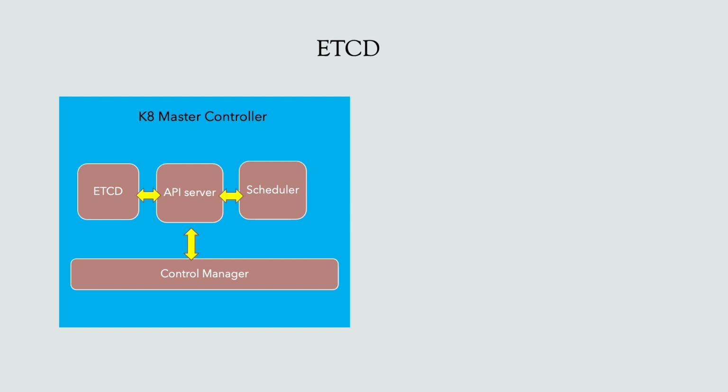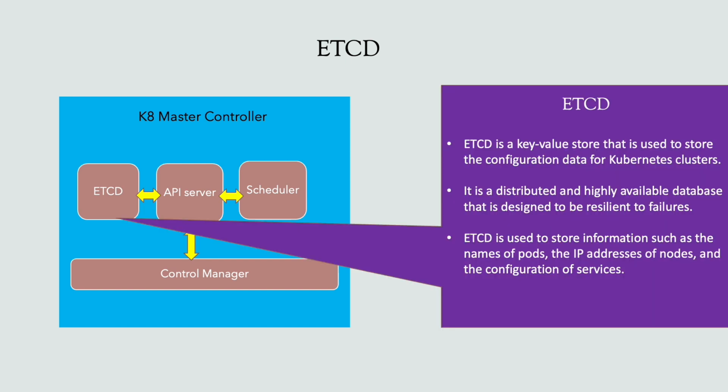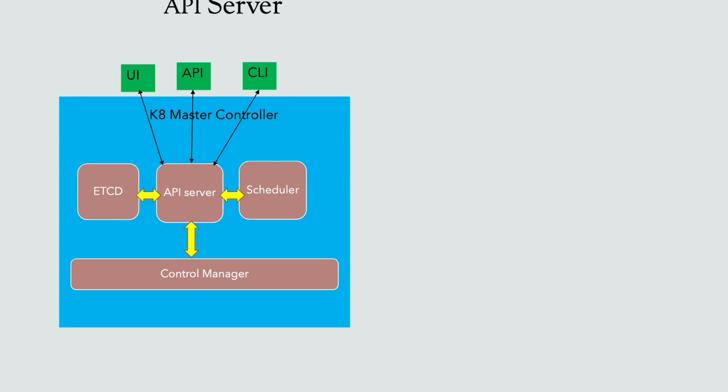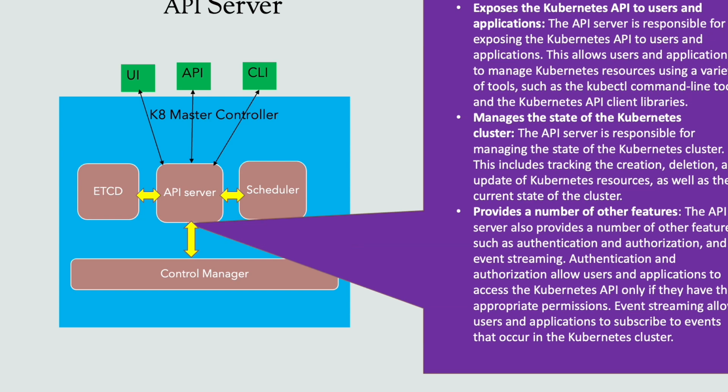Let's look at the etcd component in detail. etcd is a key-value store that is used to store the configuration data for the Kubernetes cluster. It is a distributed and highly available database that is designed to be resilient to failures, so that even if etcd fails in one location, there is no impact to the overall cluster running. etcd is used to store information such as the name of the pod, the IP addresses of the nodes, and the configuration of services.